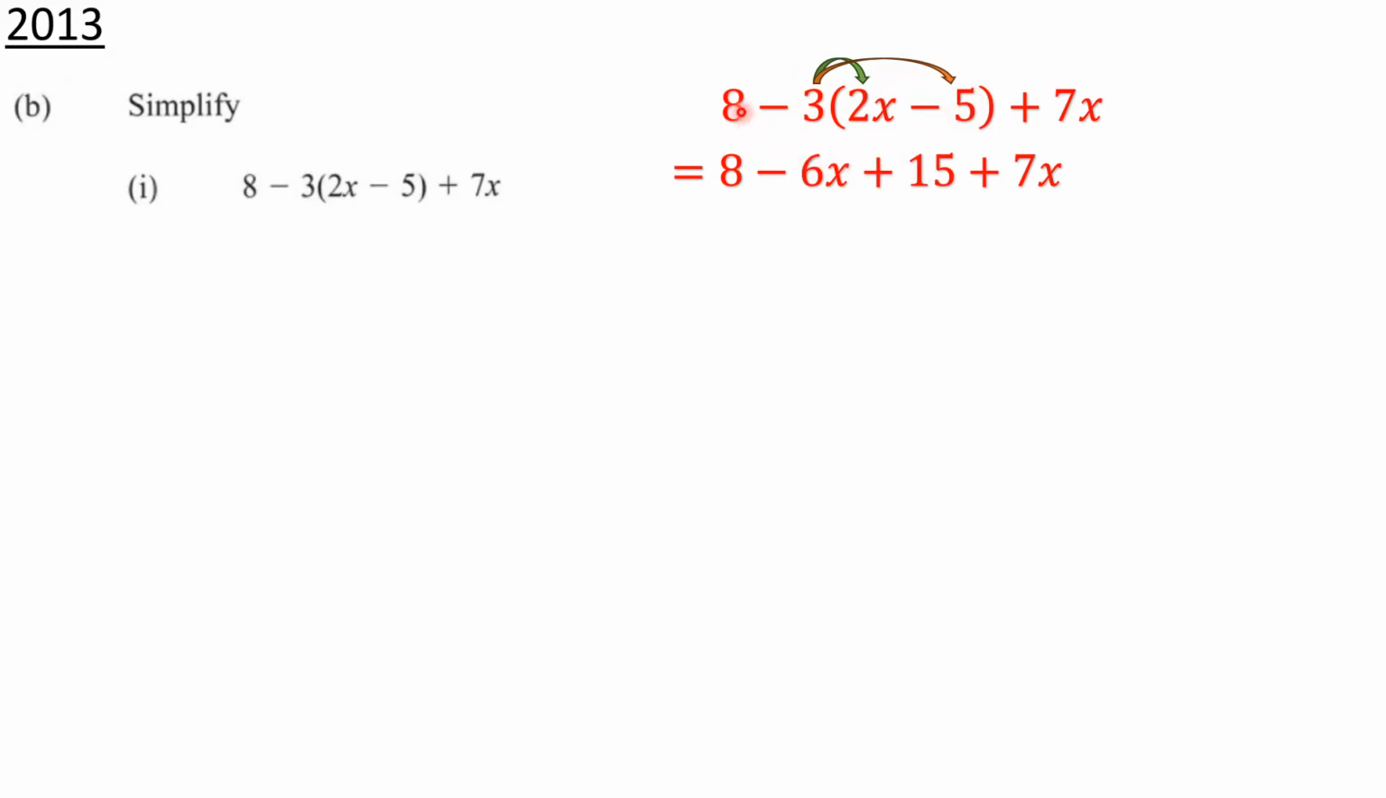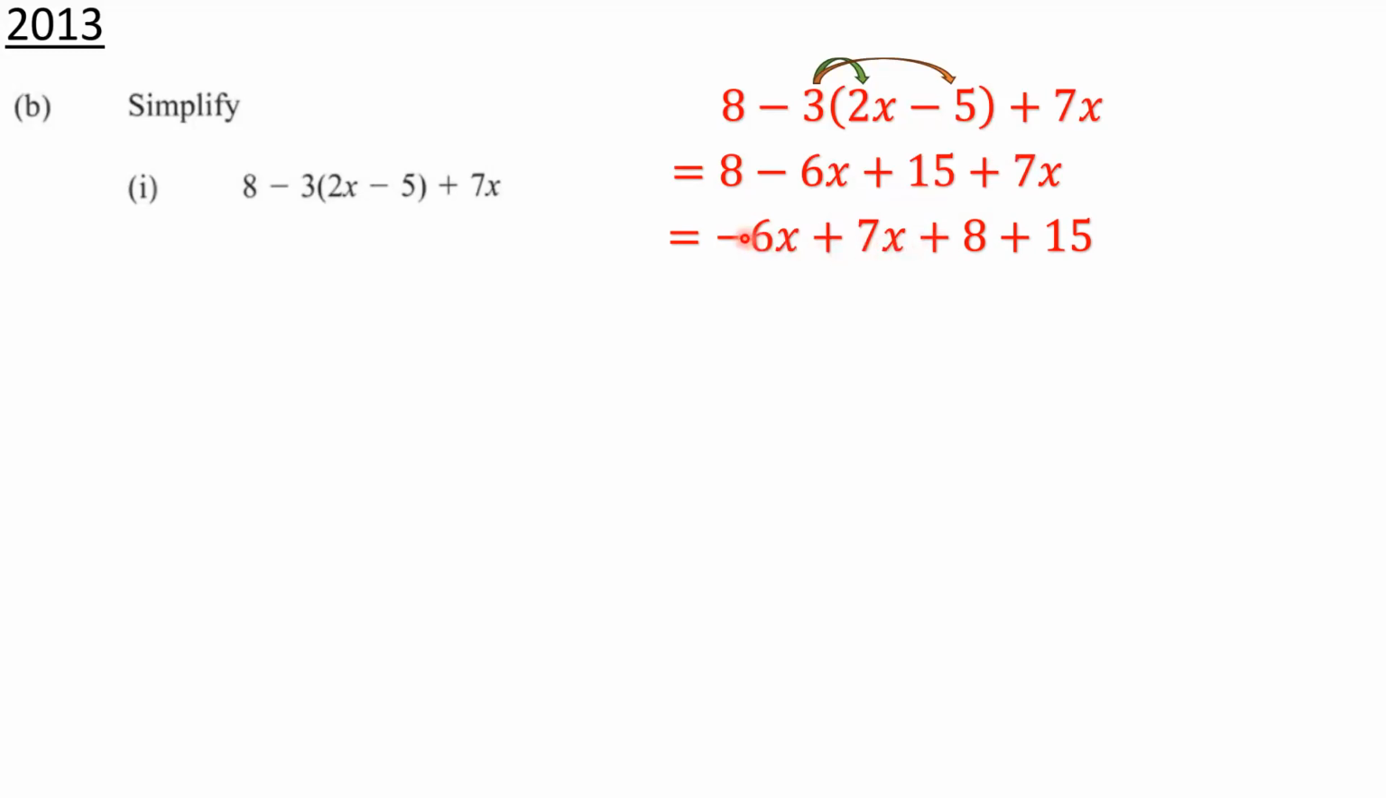And so we just bring down the other numbers behind. So 8 and also the positive 7x. And so what we have to do is take the negative 6x and the positive 7x and combine them. And we're going to take the 8 and the 15 and combine them. So we have negative 6x plus 7x, and we have 8 plus 15.